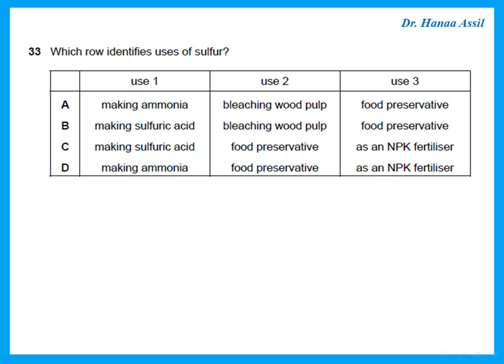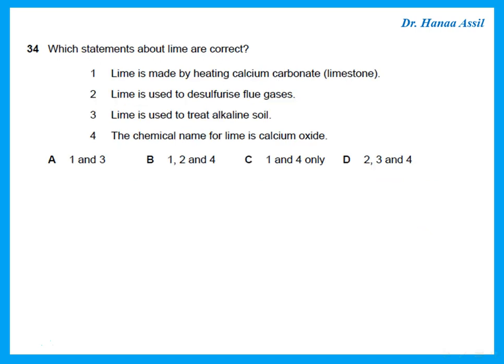Now, what are the uses of sulfur dioxide? Remember, we said sulfur dioxide can be used for bleaching wood pulp or as a food preservative. We do not use sulfur dioxide as a fertilizer. The one that we use for fertilizer is ammonia or ammonium salts.